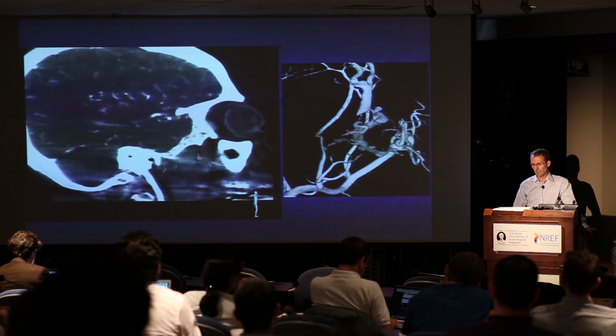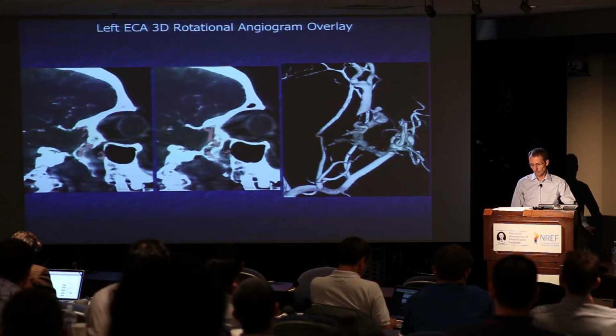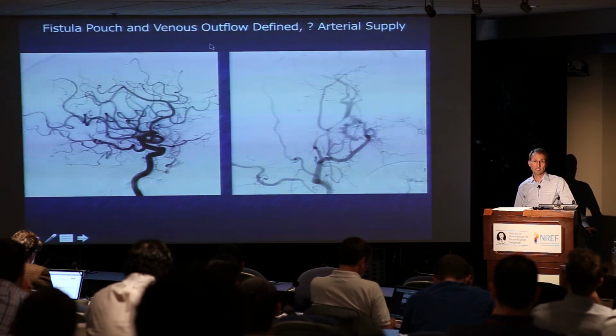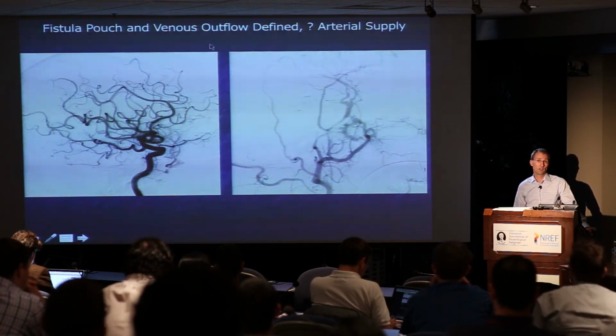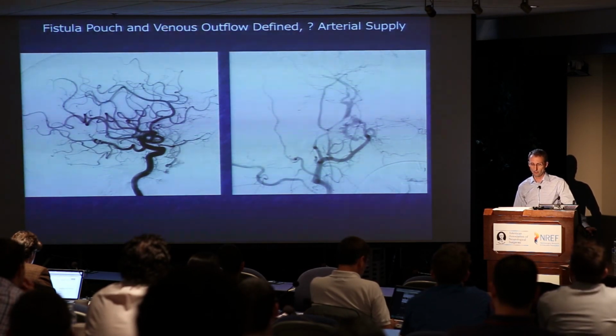So let me stop there. That's the summary of what we're dealing with. Now we know the fistula pouch, we know the venous outflow, it's isolated cortical venous drainage, and there's not going to be really a venous access to this. The question is, what's the arterial supply?